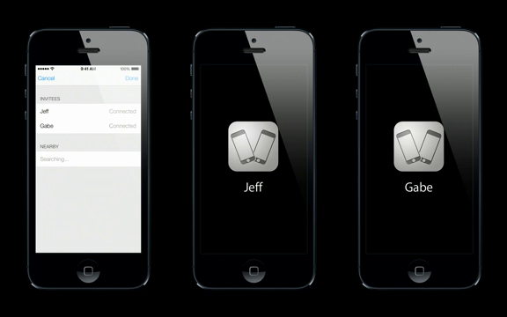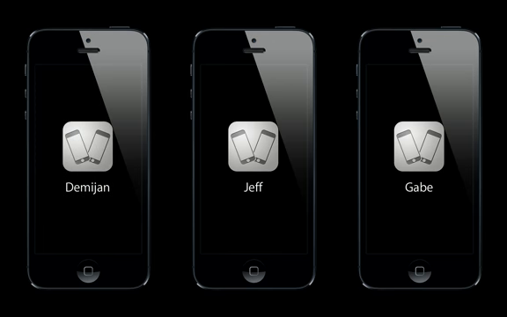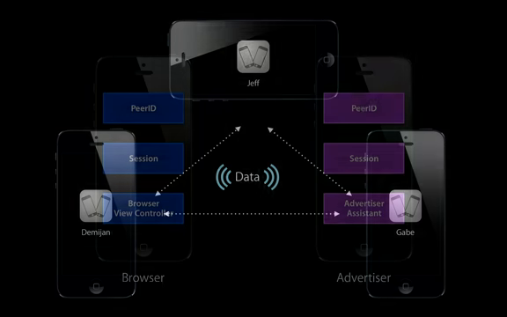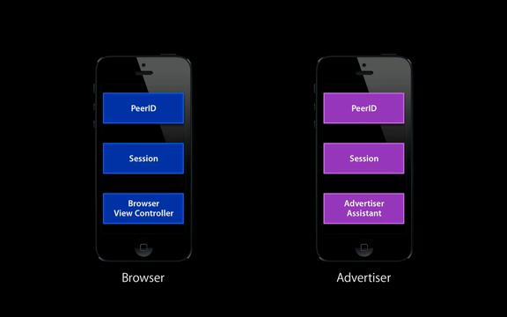On my UI, when we successfully connect to each other, I will see that I have connected to Jeff and Gabe, and the Done button in the upper right corner becomes tappable. So I can press the Done button to dismiss the UI and start exchanging data with Jeff and Gabe. So that was the flow of the discovery phase. Let's now see how you can make this possible in your apps.